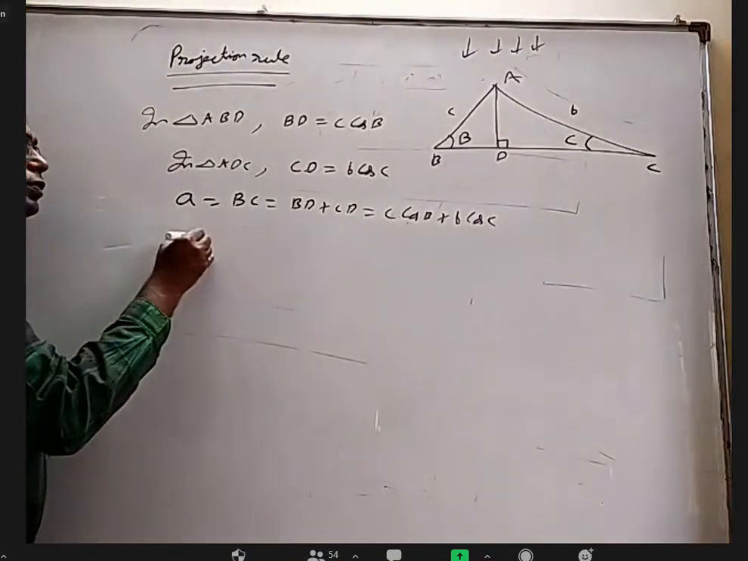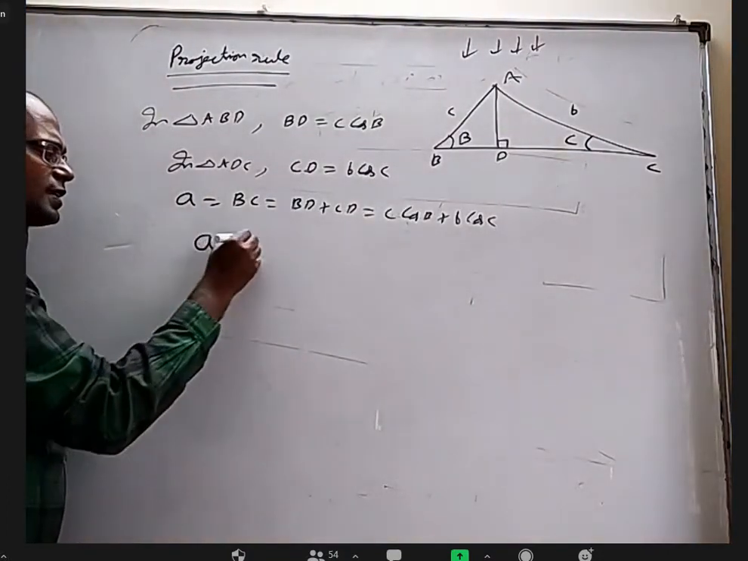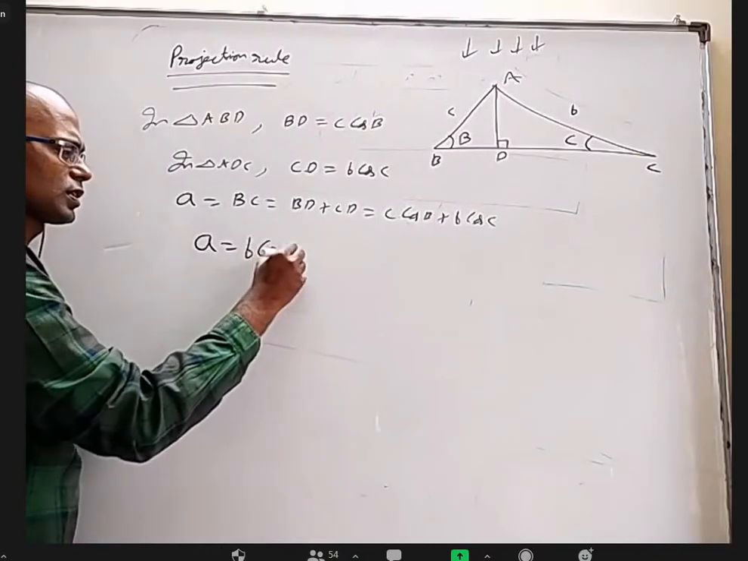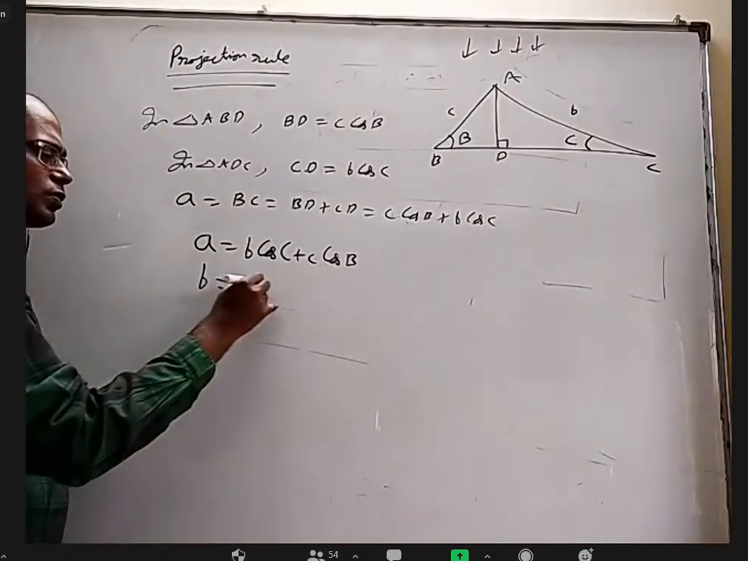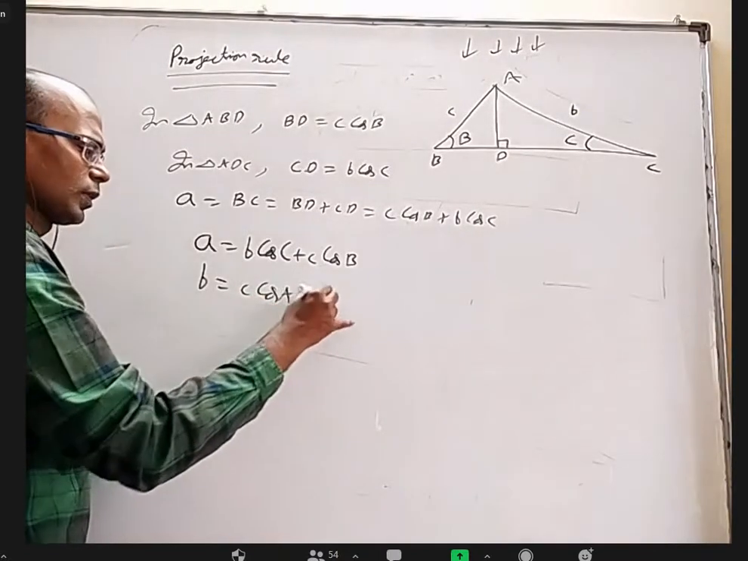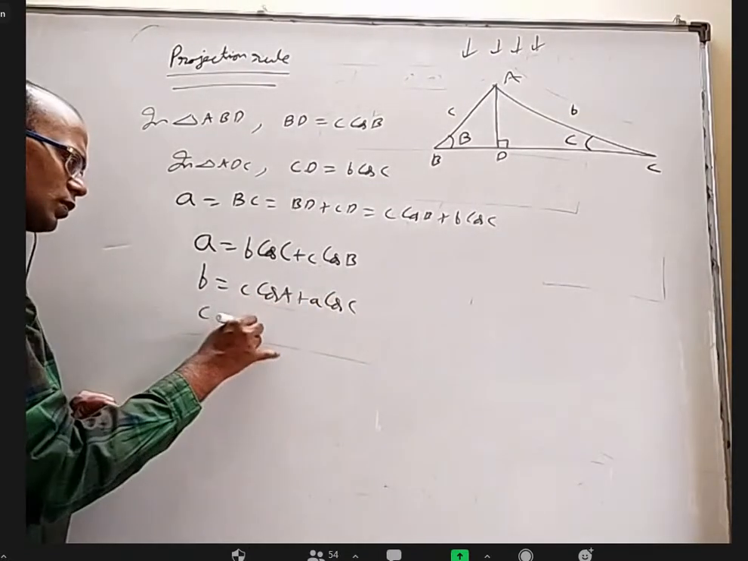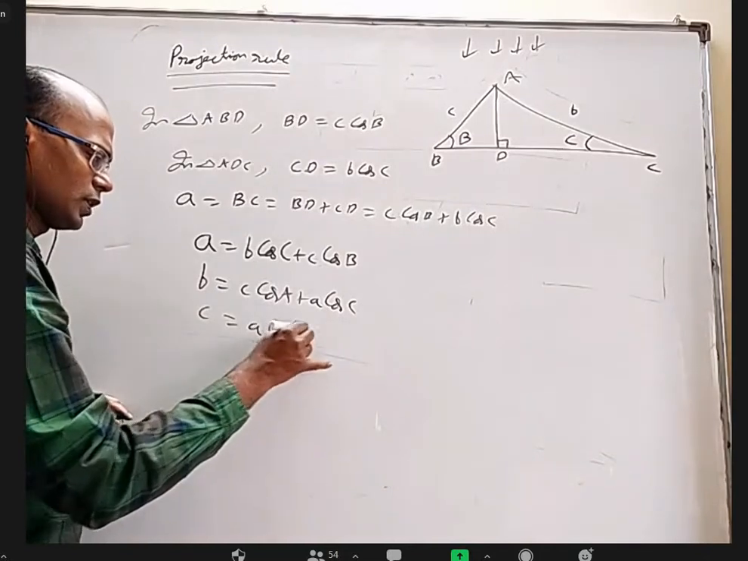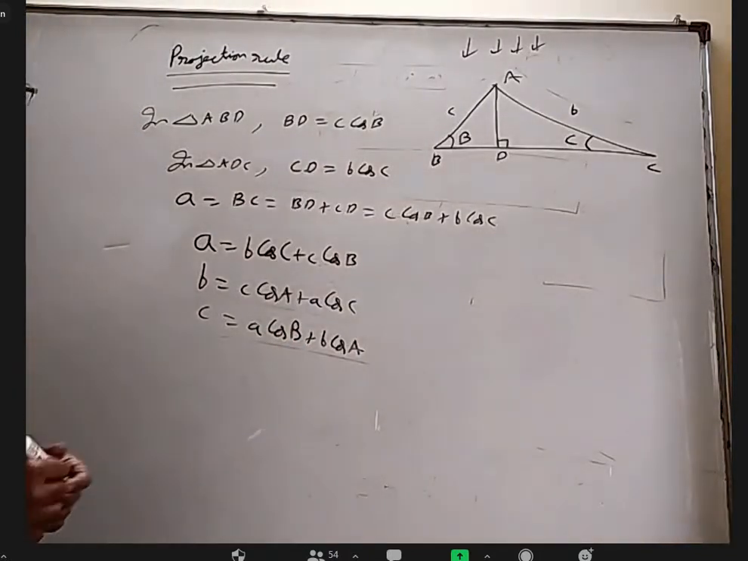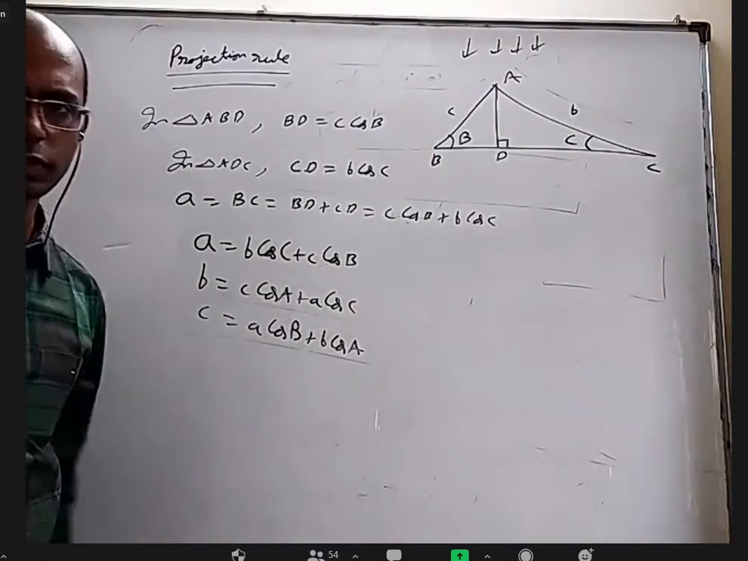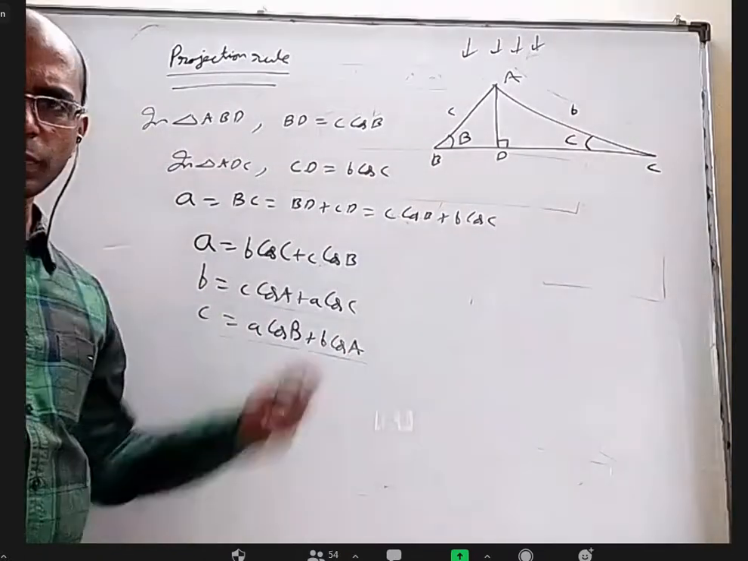Okay. So the three formulas are a is equal to b cos C plus c cos B, and similarly b equals c cos A plus a cos C, and c is equal to a cos B plus b cos A. All the same, just cyclic order. Is it clear about the derivation?